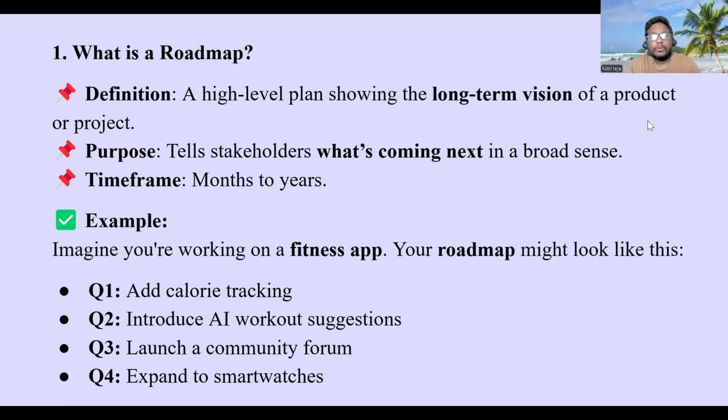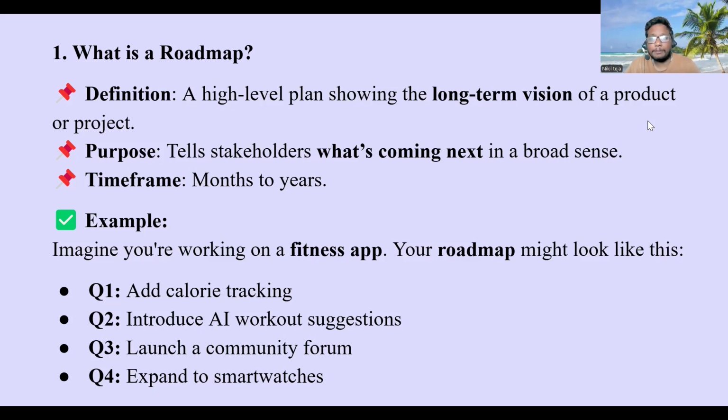So, what is the roadmap? Let's go to the definition. A high-level plan showing the long-term vision of a project or a product. For example, if your company or your client gave you some project, you will be planning how it should be achieved and what resources you need to keep. Because it's a long-term vision, it may take 1 year or 2 years or maybe 5 years. So it's a long-term vision of how you are planning your product and your project. That is about the roadmap.